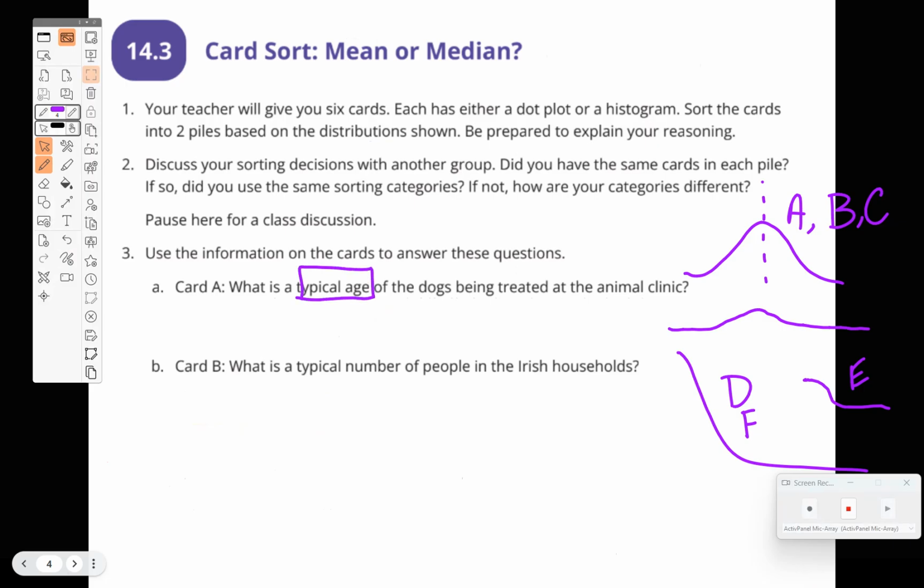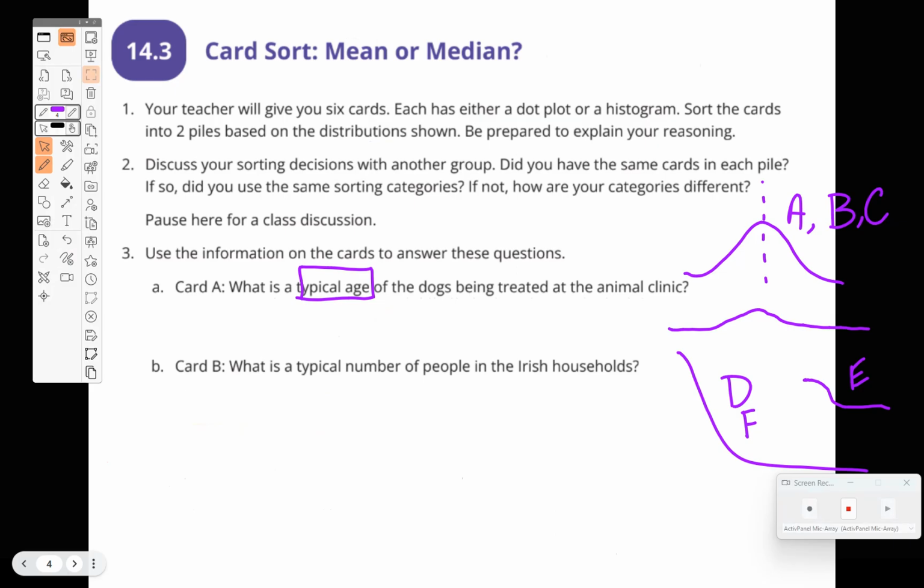So looking at card A. Everybody look at card A. What is a typical age of the dogs being treated at this hospital? What do you think, Trevor? 8. How many people agree with 8? What's your mean? What's the average? 7.8. 7 and 8/10. What's the median? Your middle number? 8. 8.